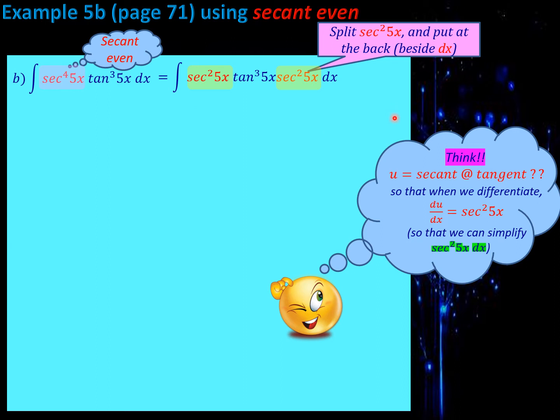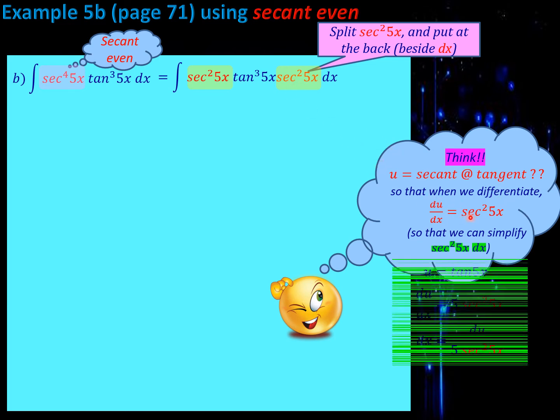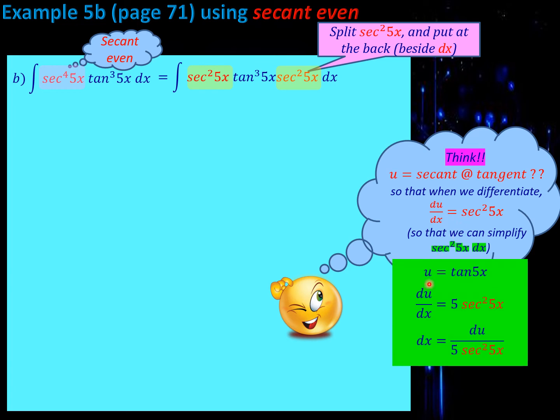Under the powers of secant tangent, we will use U substitution to evaluate the integral. We already know that to integrate powers of secant tangent, the choice of U is either secant or tangent. So, it's not hard to make a choice of U. We just think between secant and tangent, when we differentiate, which one gives us the function that we split up. In this case, our u is tangent 5x.